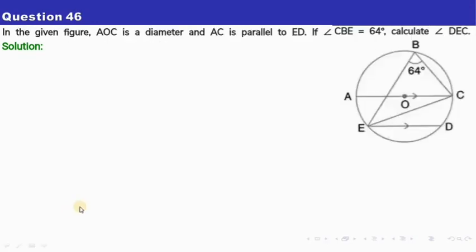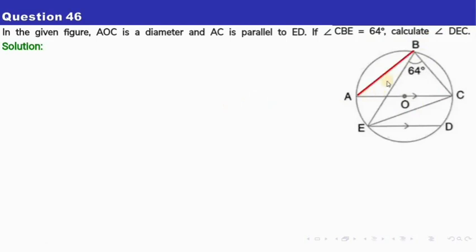Okay, let's have a look at next question. So question says, in the given figure, AOC is the diameter, AOC is parallel to ED, and CBE is given to be 64 degree. We need to calculate angle DEC. Alright, so everything is being said in the diagram itself. Alright, so let's directly begin with the sum.